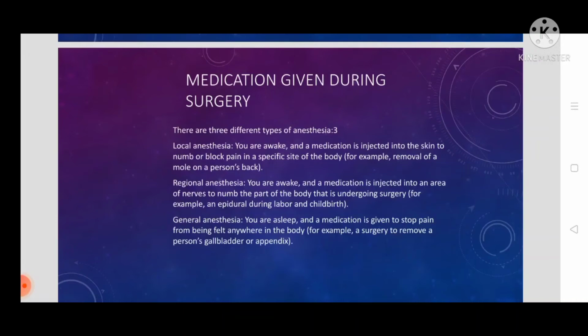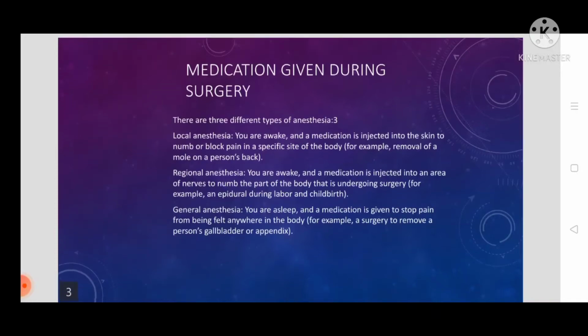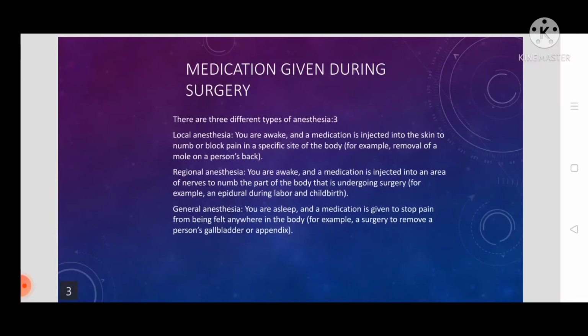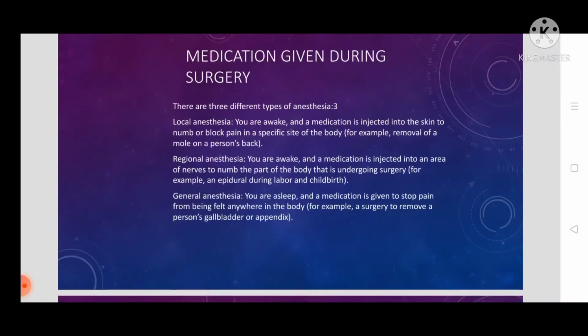So, medication given during surgery. So this is during surgery. There are different types of anesthesia. Number one is local anesthesia. You are awake and a medication is injected into the skin to numb or block pain in the specific site of the body. Just like, for example, removal of a mole on a person's back. So that is the example of local anesthesia.